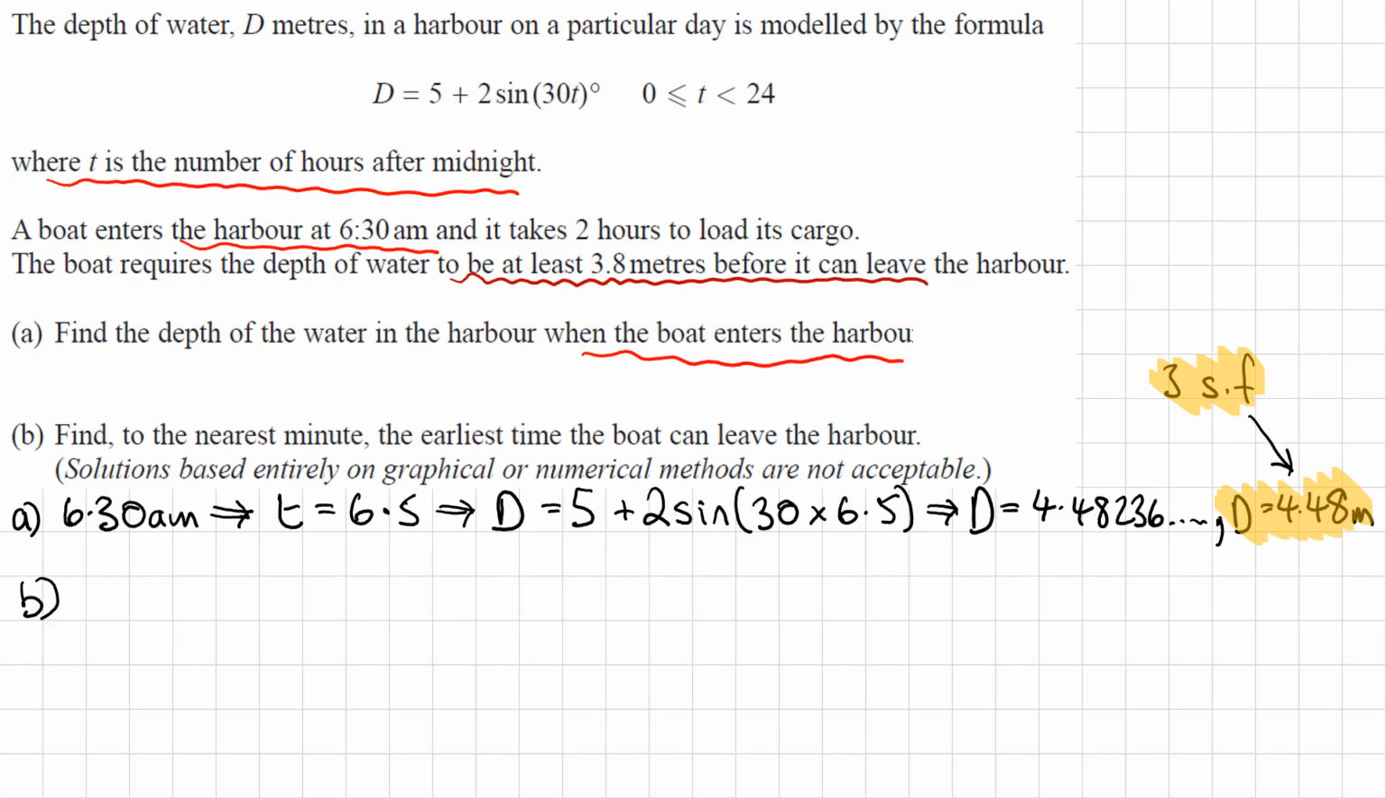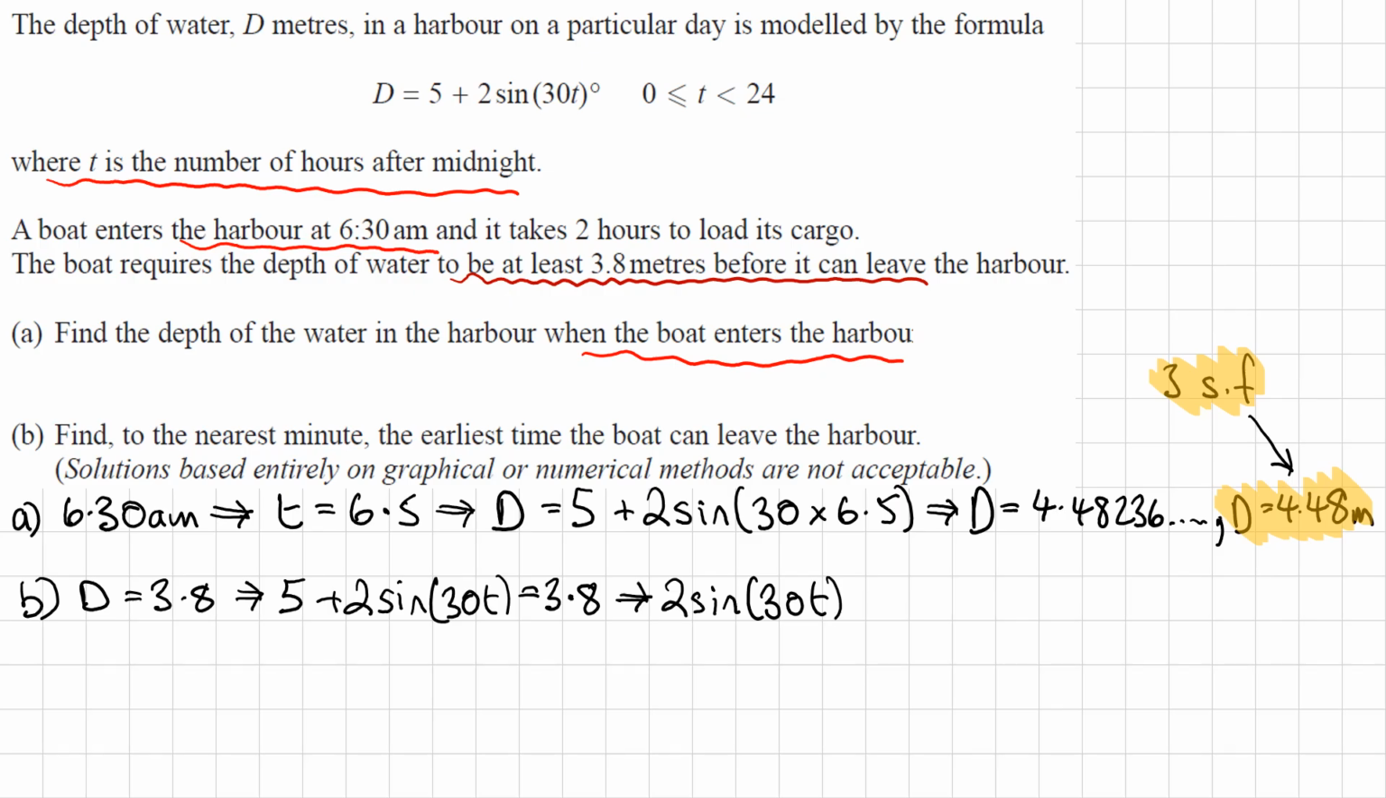So with d equal to 3.8, that gives us this equation: 5 plus 2 sine 30t is equal to 3.8. We'll subtract 5 from both sides, so we'll have 2 sine 30t is equal to negative 1.2, and then we'll divide both sides by 2, so we'll have sine 30t is equal to negative 0.6. We'll now do the sine inverse to both sides, and we'll get our principal value for 30t.